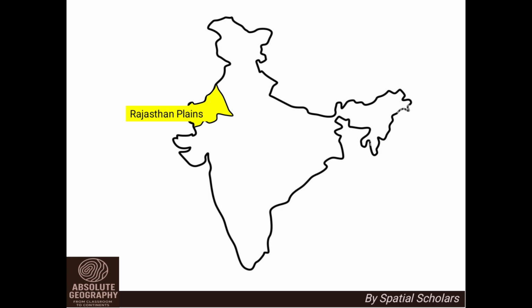Then adjacent to it we have Punjab-Haryana plain. It forms the western part of the northern plains, which is lying between the Shivalik hills in the north and the Aravallis in the south. It is formed by the deposition of alluvium that is brought down by the Indus and its tributaries. It is flat and fertile and well drained, making it one of India's most productive agricultural regions.